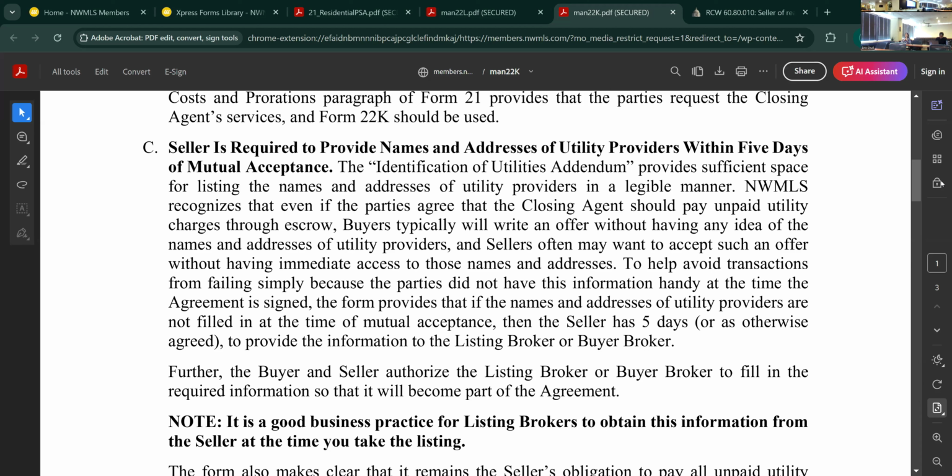Further, the buyer and seller authorize the listing broker or buyer broker to fill in the required information so that it will become part of the agreement. Good job. Note, it is a good business practice for listing brokers to obtain this information from the seller at the time you take the listing. Yes, this absolutely should be done.